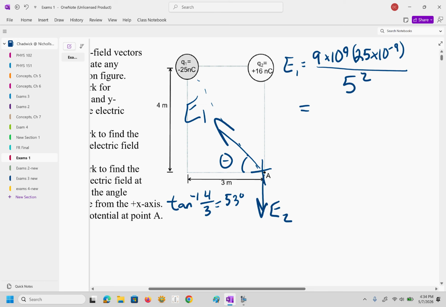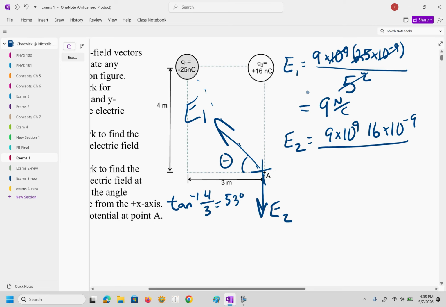So write it out like this, and you see our 25 cancels there, and that cancels, and it just leaves me with 9 newtons per coulomb. And then in a similar way, I can calculate E2. That's 9 times 10 to the 9th, 16 times 10 to the minus 9, divided by 4 squared. That cancels. Oh, so both of these are actually equal to 9 newtons per coulomb.